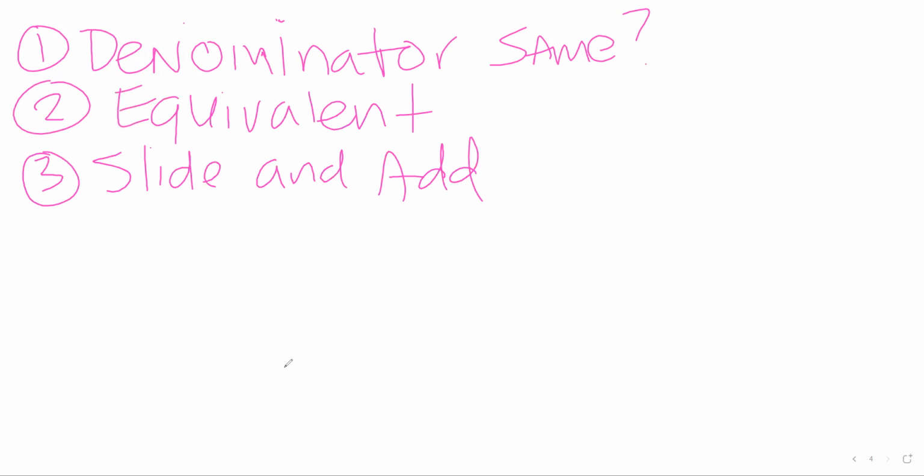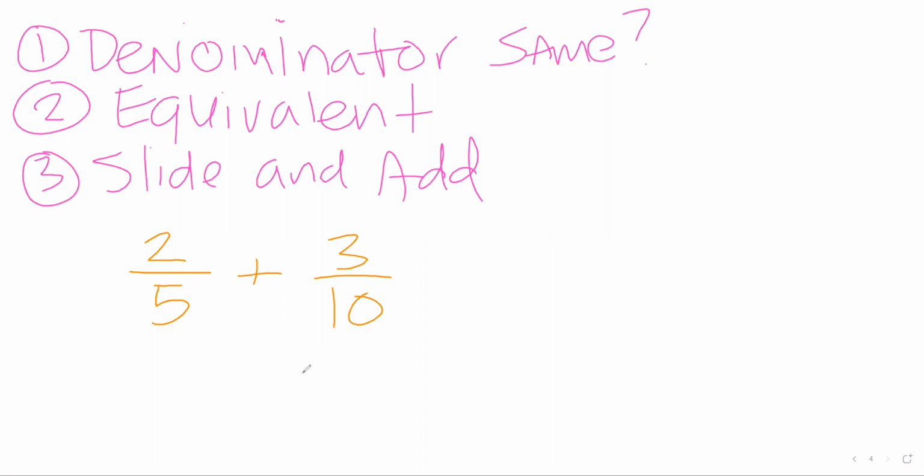And then slide and add. So let's go ahead and take another example here. And let's take 2/5 and add that to, let's say, 3/10.